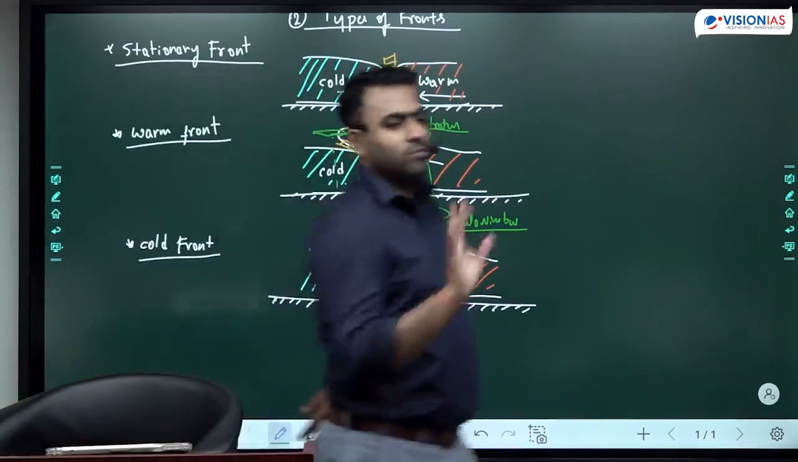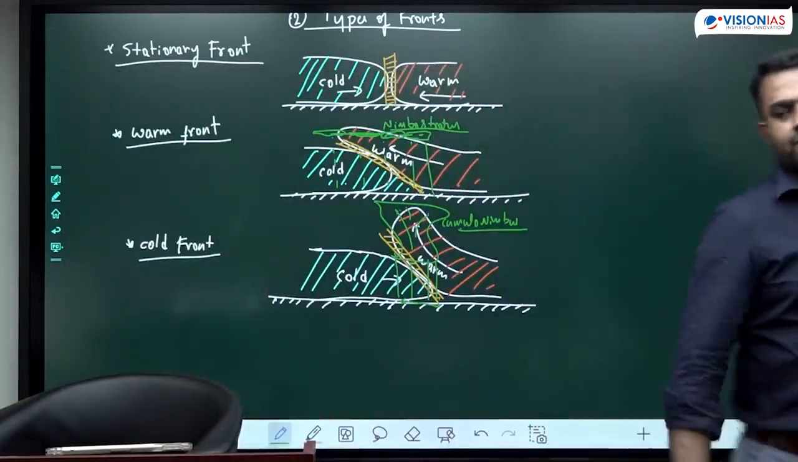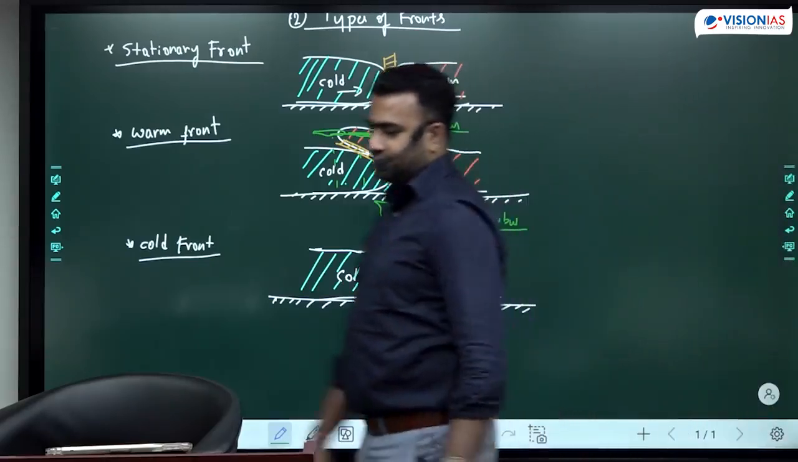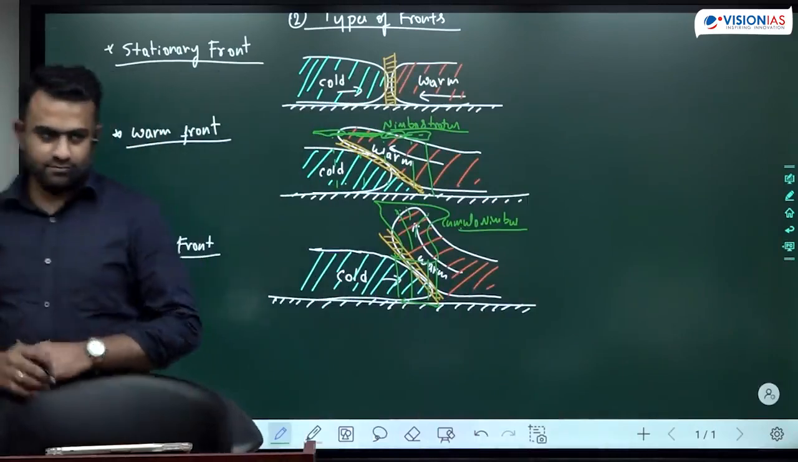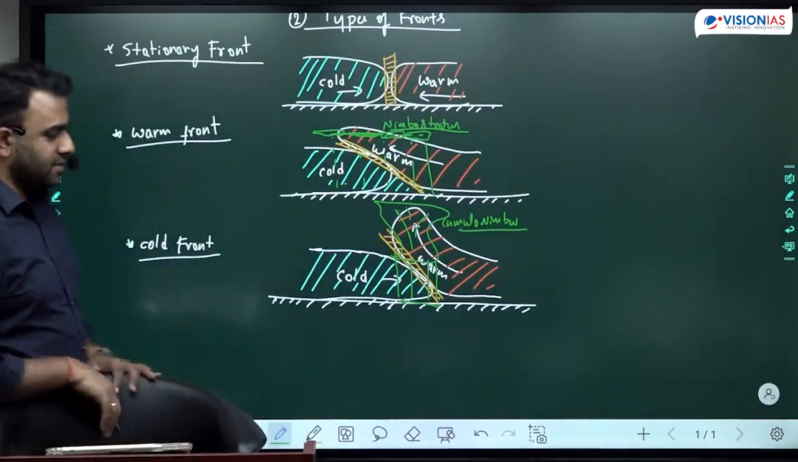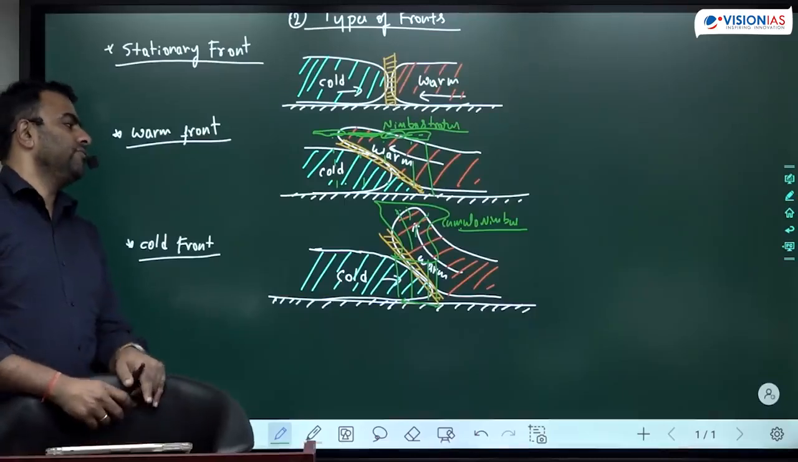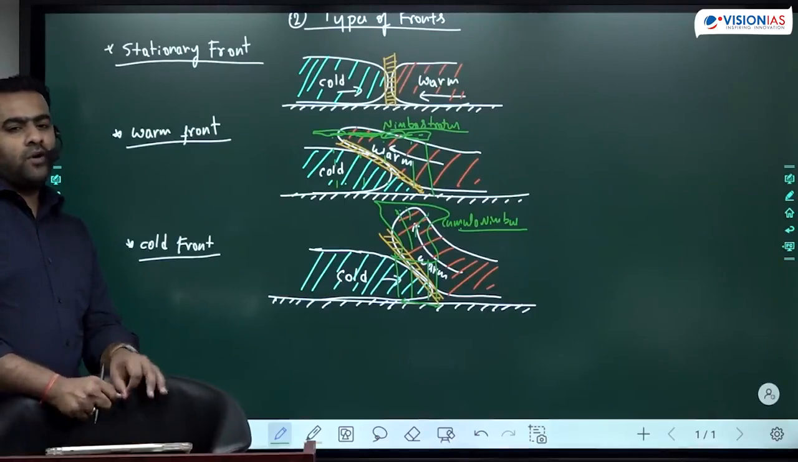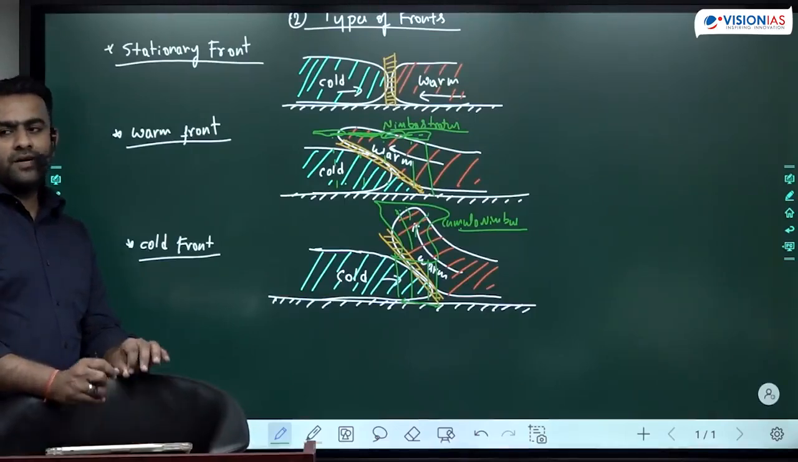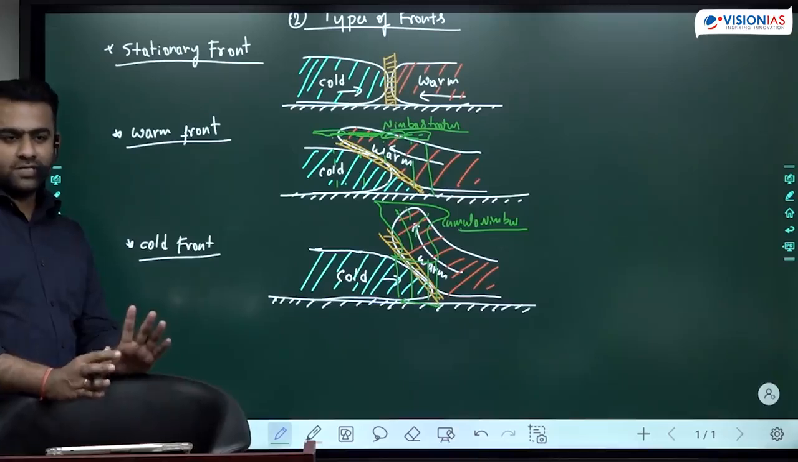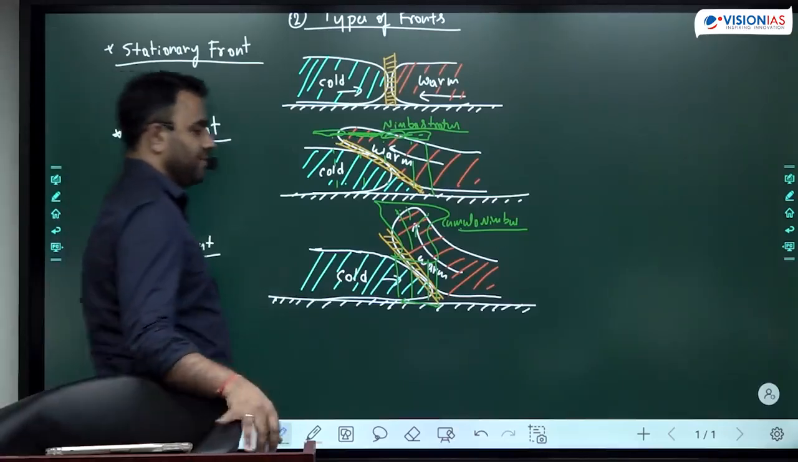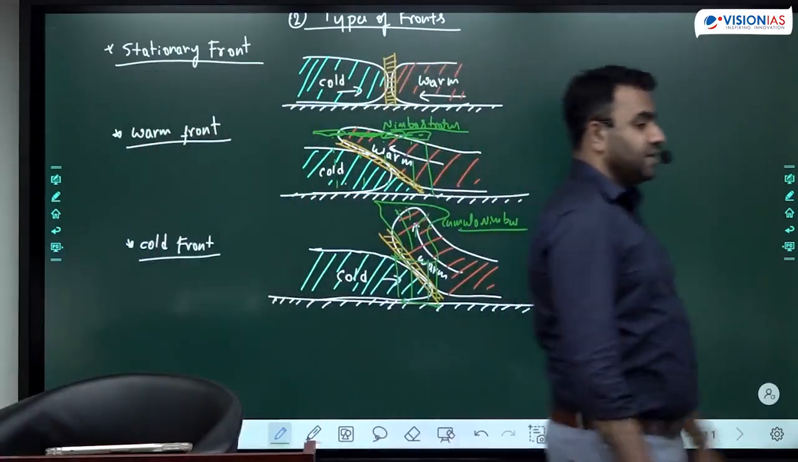Nimbostratus clouds cause moderate rainfall. Cumulonimbus clouds cause heavy rainfall. Okay? So along the warm front, you observe moderate rainfall and formation of nimbostratus clouds. Along the cold front, you see the formation of cumulonimbus clouds and heavy rainfall.